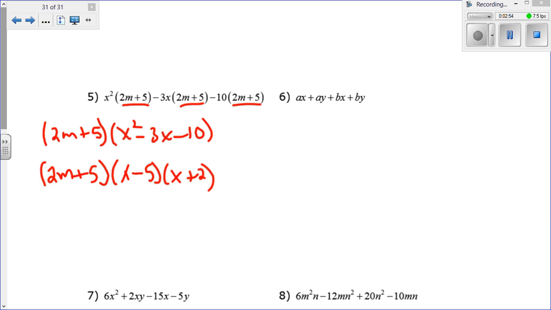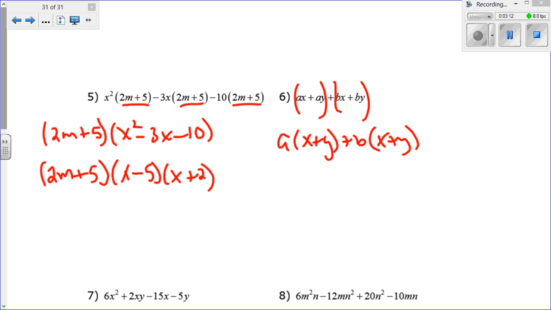Now for number 6, I don't have anything factored for you. So when we group, I have 4 terms. I group the first 2, group the second 2. In the first 2, I have a GCF of a, and I'm left with x plus y. In the second 2, I have a GCF of b, and I factor that out. I'm left with x plus y. Now you can see that they both have an x plus y, so that becomes my new GCF, and I'm left with a plus b.